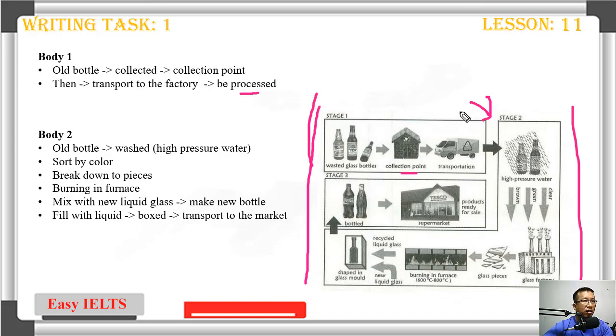Just stage 1. Okay, so body 2: old bottles get washed under high pressure water, then sorted by color, broken down into pieces, burned in the furnace, and mixed with new liquid glass, made into new bottles, filled with liquids, boxed, and transported to the supermarket. So this is the outline for body 1, body 2.